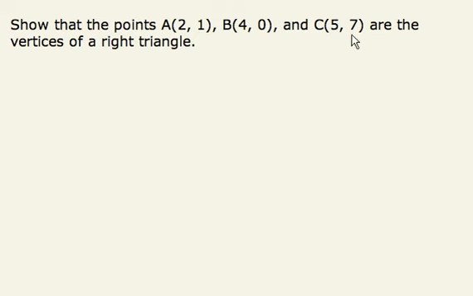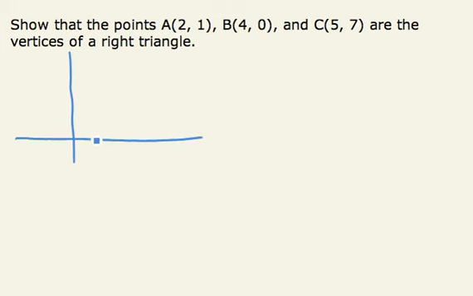To show that these points are the vertices of a right triangle, there are two different options. We can either draw a picture and check the slopes of each one of the line segments, or we could use the Pythagorean theorem. I think the slope argument is going to be the easiest to use here. So let's first of all draw a sketch of these points. It doesn't have to be accurate.